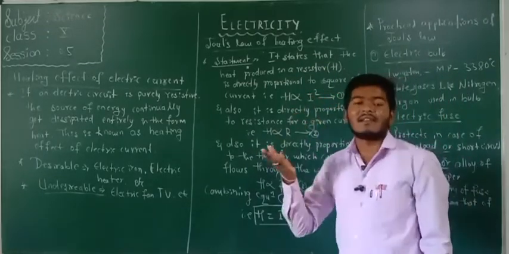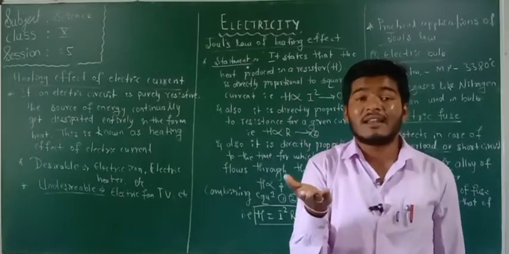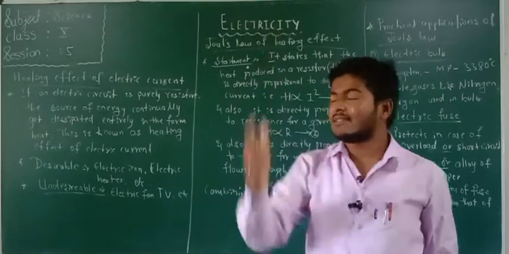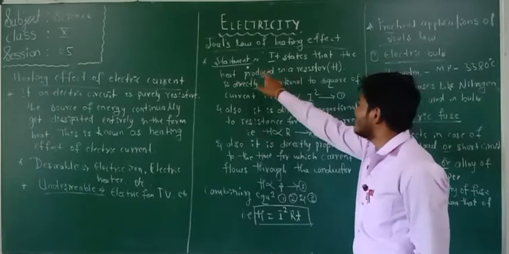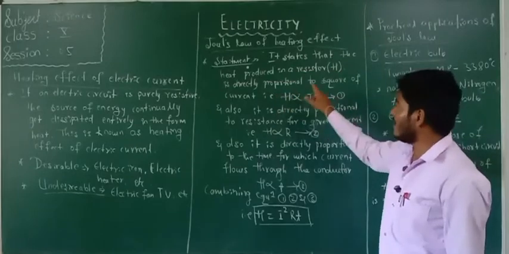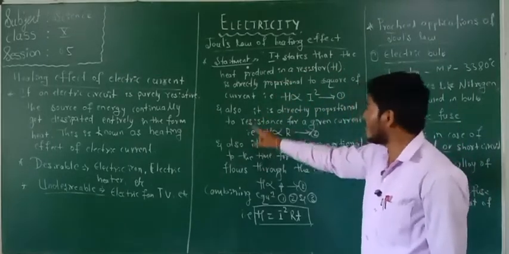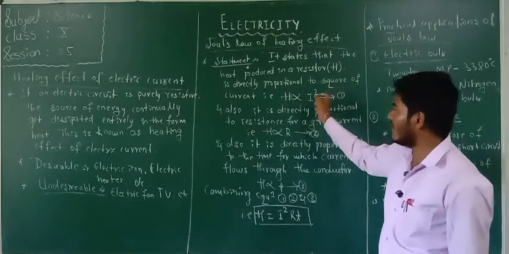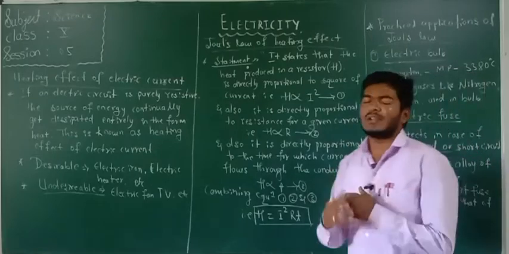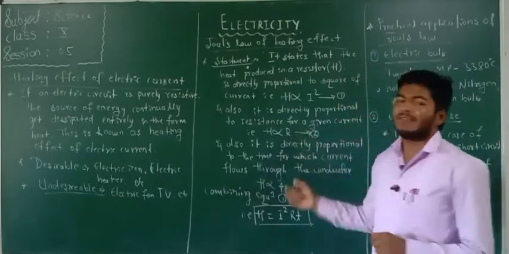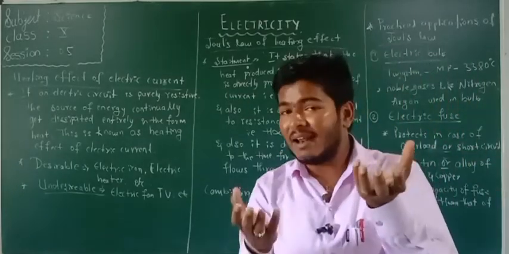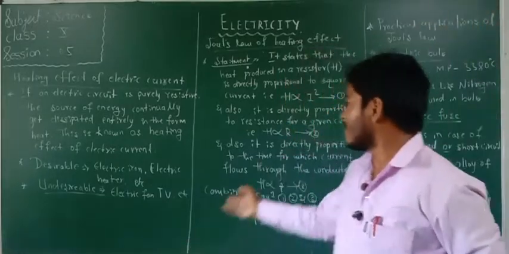What does it mean? As the current increases, the heating effect increases. Have you understood? That is the first statement of Joule's law. The heat produced in a resistor is also directly proportional to the resistance for a given current. If the resistance of the appliance increases, then the heat produced by the electric device also increases. That is the second statement of Joule's law.